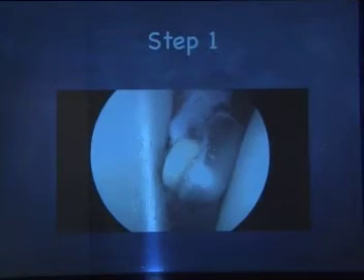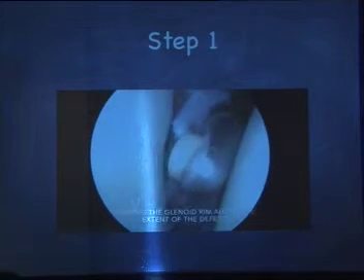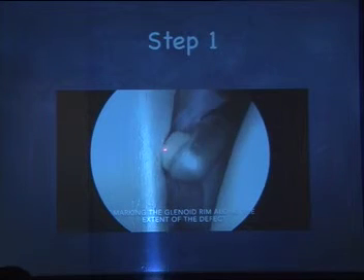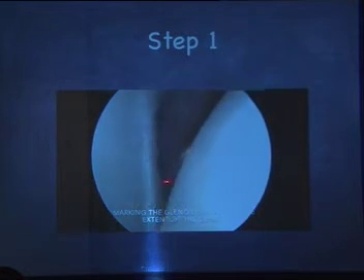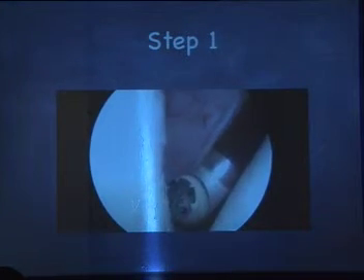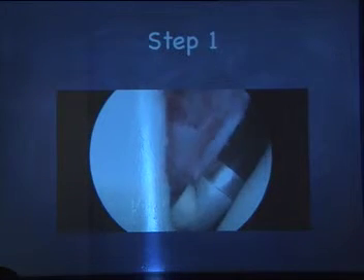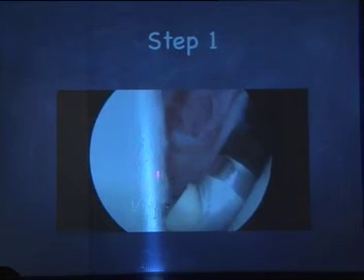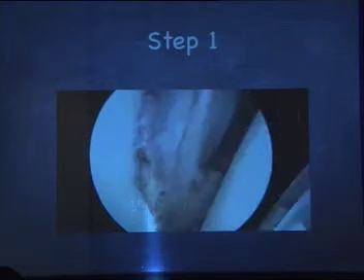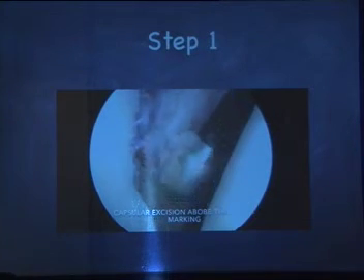Now the first step, this is the right shoulder, you're looking at it from the posterior portal. The first step is to identify the extent of the defect and mark it. So I'm marking at the 2 o'clock and 5 o'clock positions with a radio frequency probe, because when you shift to the lateral portal, it's a little difficult to get the orientation as to what's 2 o'clock and what's 5 o'clock.